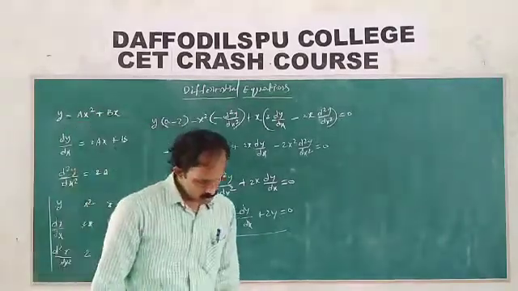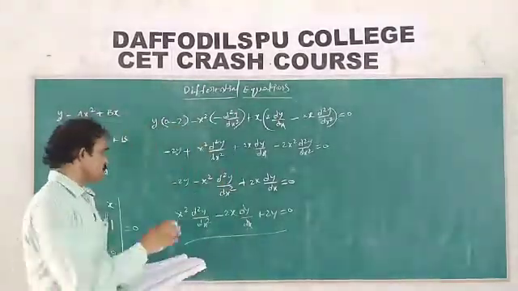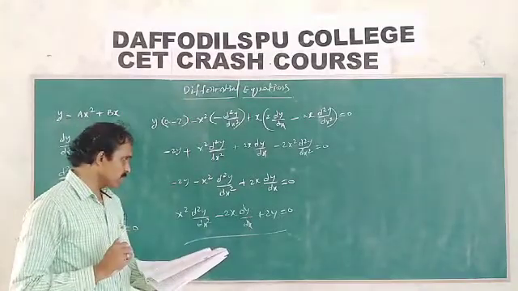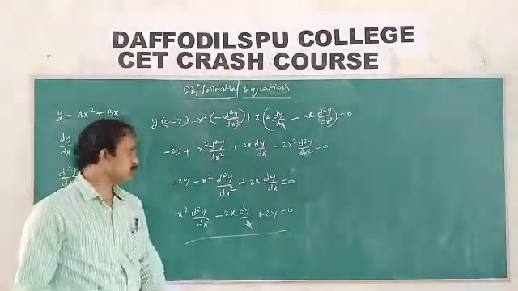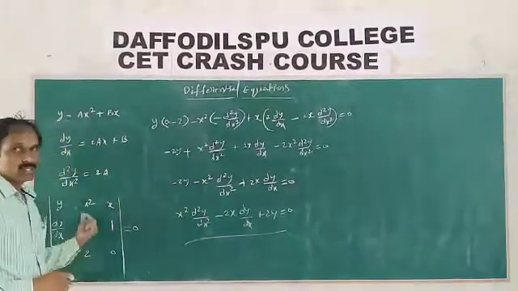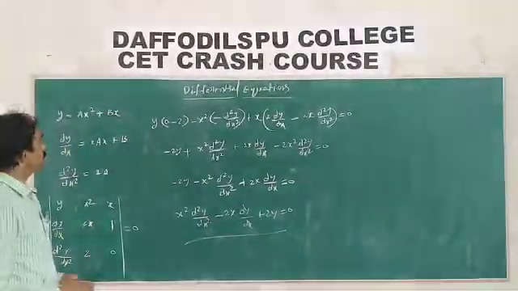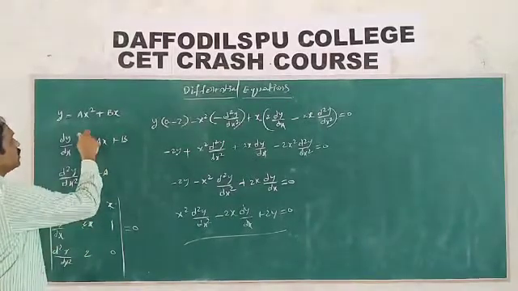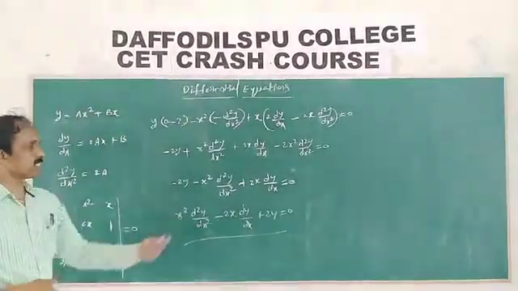Which option is the correct answer? x square d square y by dx square minus 2x dy by dx plus 2y. So the second option is the correct answer. So this is one method, like the determinant. Another method is to substitute these values in this and in this one. We get the same answer.